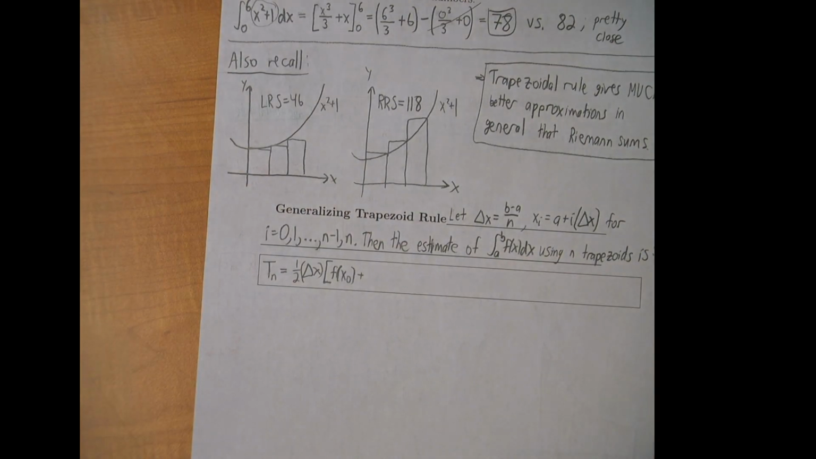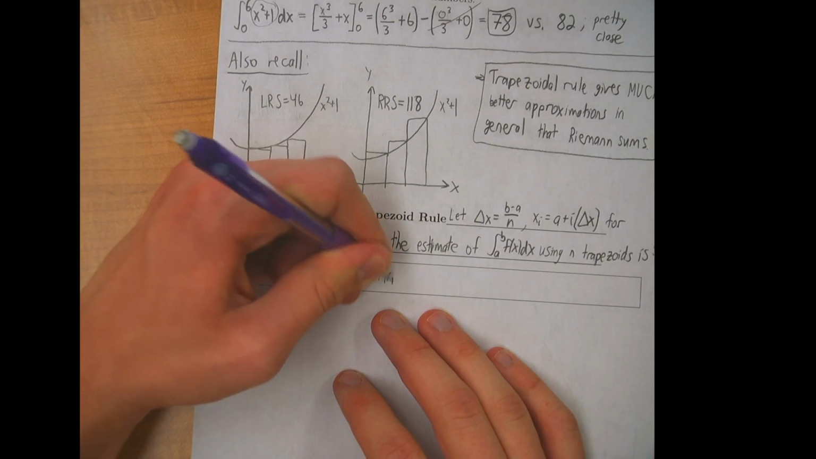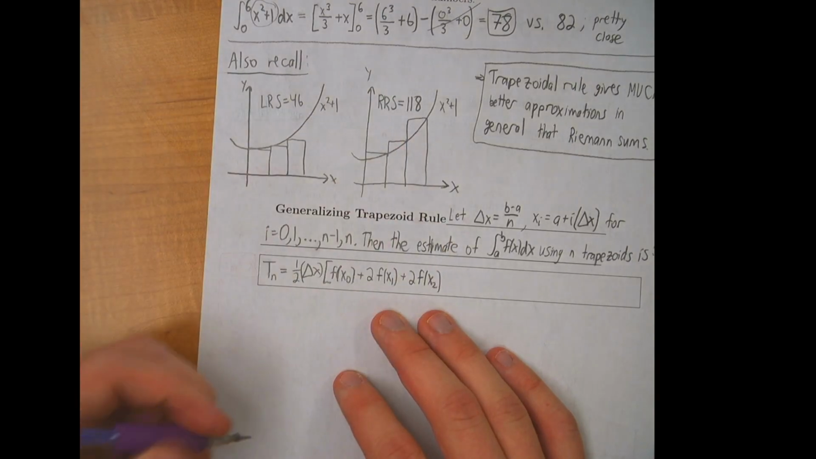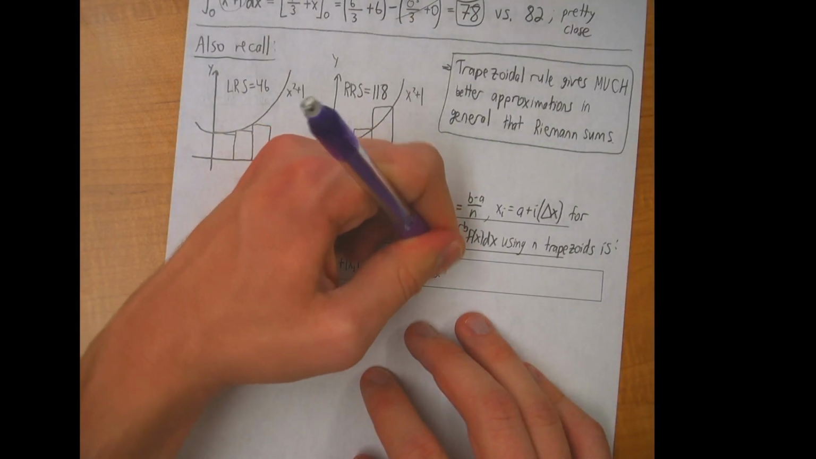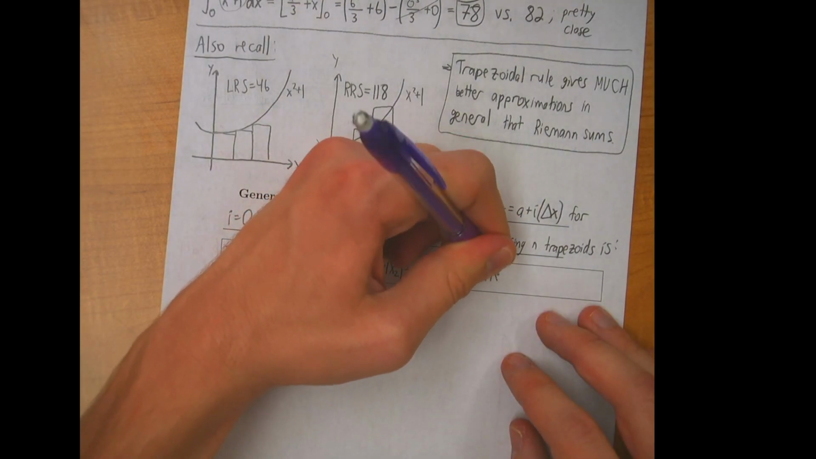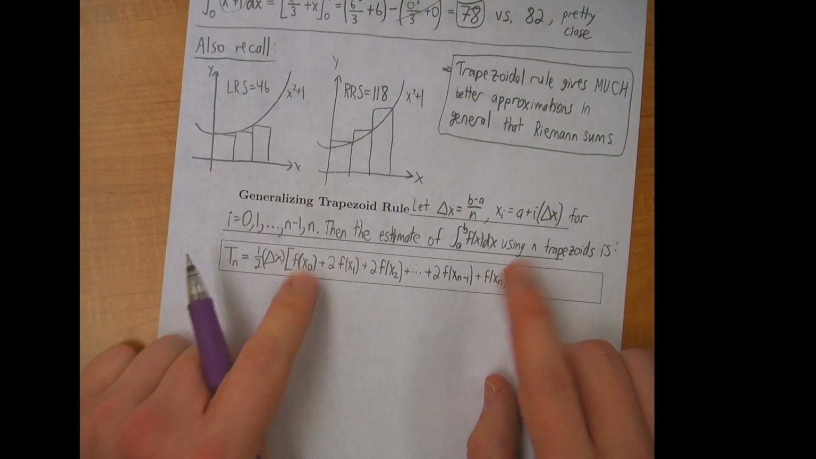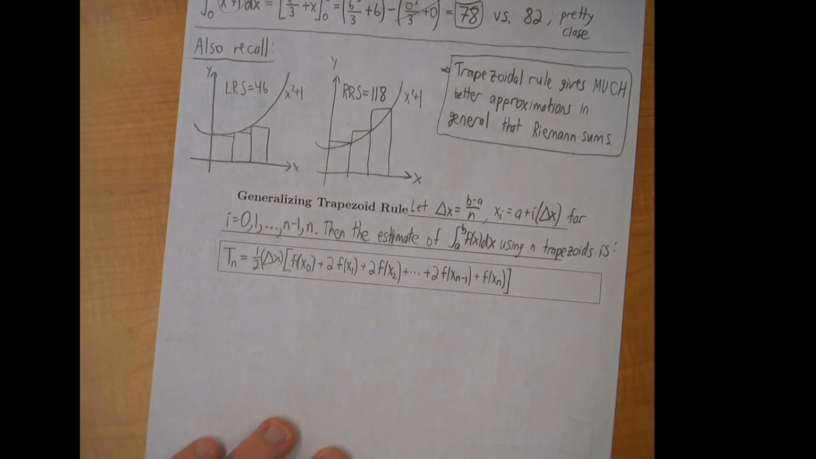plus, hold on a second. Sorry, my pencil's acting up a bit, my bad. So we have f of x sub 0 plus 2 times f of x sub 1 plus 2 times f of x sub 2 plus dot dot dot plus 2 times f of x sub n minus 1 and then plus f of x sub n. Okay? So like I said, your endpoints only get counted once, but everything else in the middle gets counted twice. So that's the idea behind the trapezoidal rule.